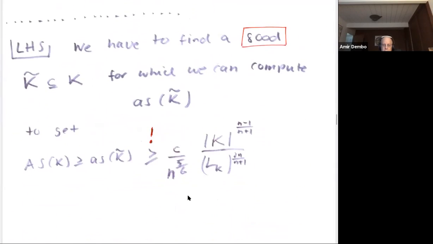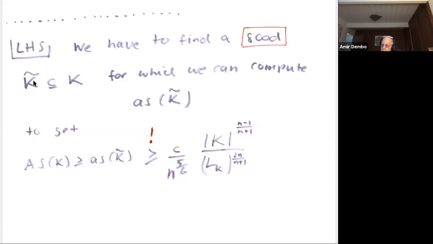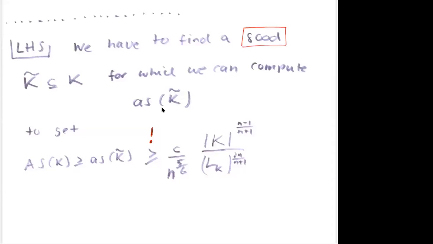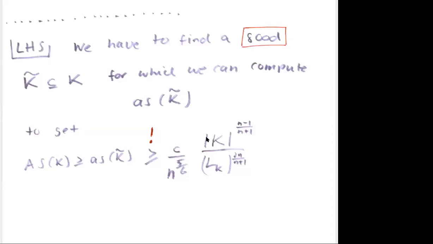So what do we have to do to get the left-hand side? Well, we'll have to find a good K-twiddle, a convex body in K, for which we can compute this little affine surface area of K-twiddle to get the estimate that we want. K-twiddle is a convex body contained in K. This maximal affine surface area consequently is always bigger or equal than the little affine surface area of the K-twiddle. And we want to find a K-twiddle so that our desired estimate holds.